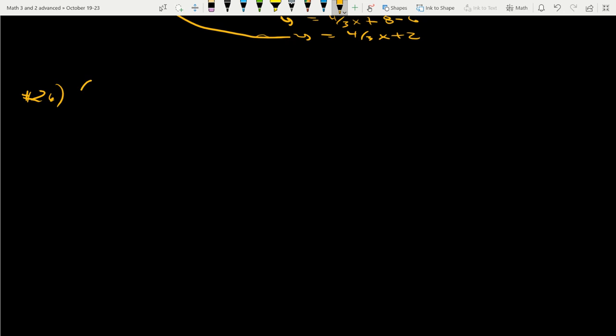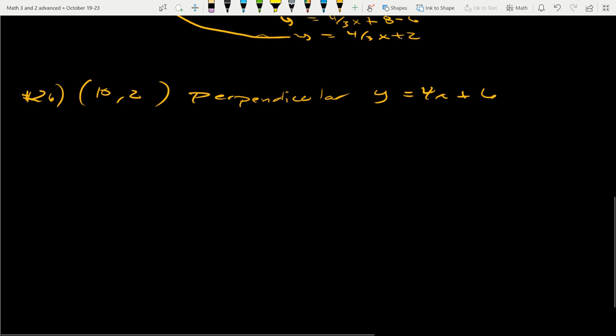So if we look at number 26, they again give us a point, and that point is 10 and 2. That point is 10 and 2. And they say it's perpendicular to y equals 4x plus 6. So again, let's draw our graph.